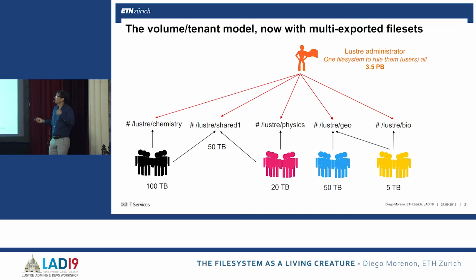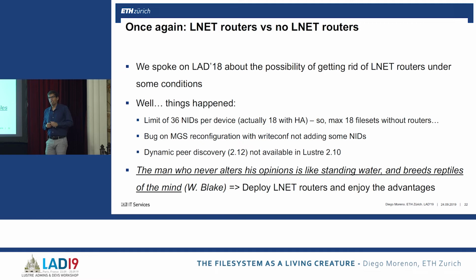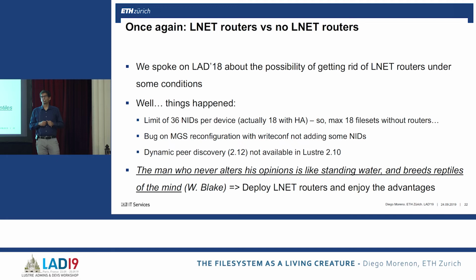So before we get there, I have to make a confession myself. This morning seems to be the morning of confessions, first as a gatekeeper, now as a Lustre admin. So last year we were here, at LAD 2018, and we said that you can do multi-tenancy without Ethernet routers, which is true, I didn't lie. But over the year we had several incidents and several problems. Like for instance, we thought that we were going to have just new tenants every 3-4 months, so we could afford the changes.